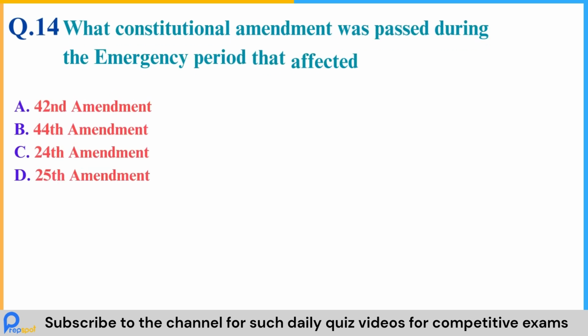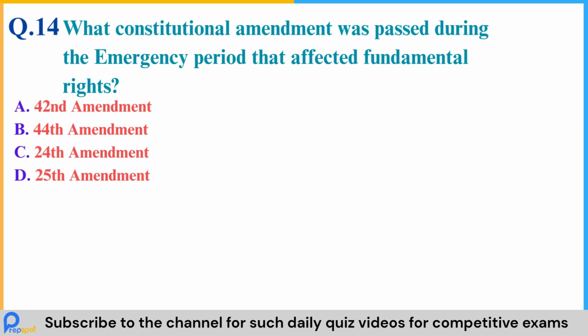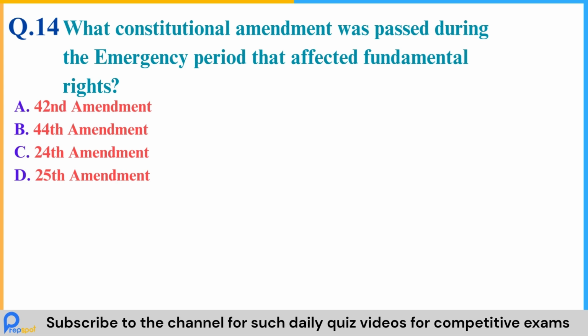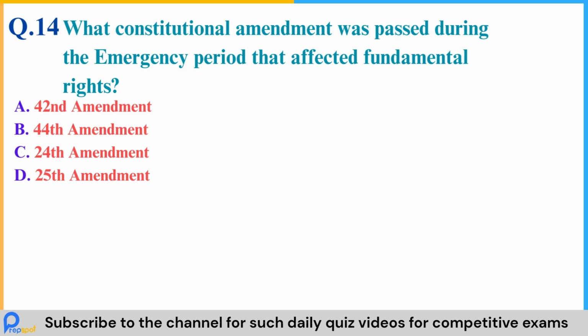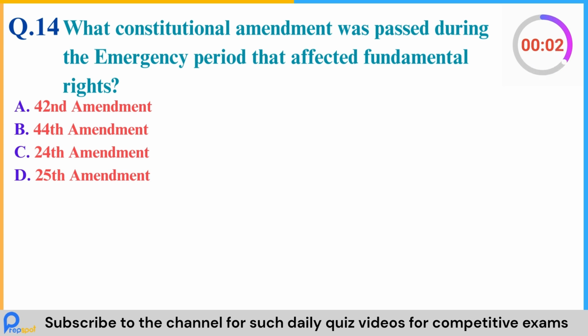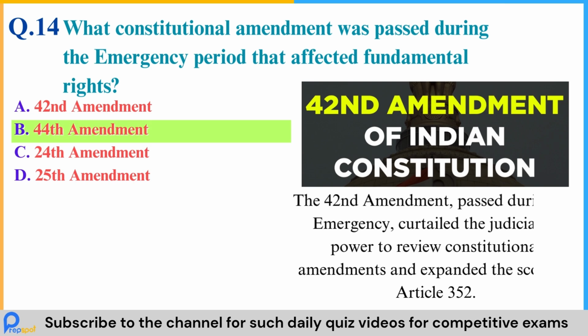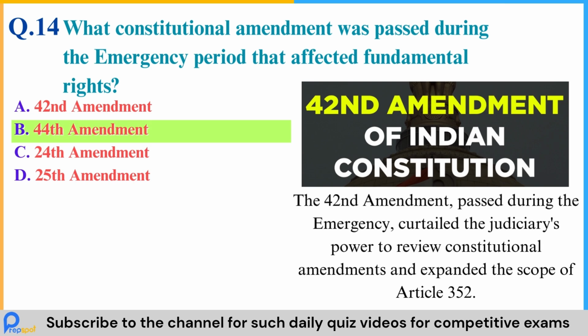What constitutional amendment was passed during the emergency period that affected fundamental rights? A. 42nd Amendment. B. 44th Amendment. C. 24th Amendment. D. 25th Amendment. Answer: A. 42nd Amendment. Explanation: The 42nd Amendment, passed during the emergency, curtailed the judiciary's power to review constitutional amendments and expanded the scope of Article 352.